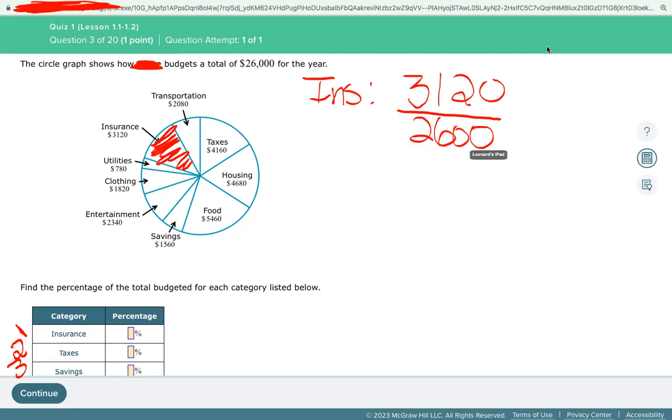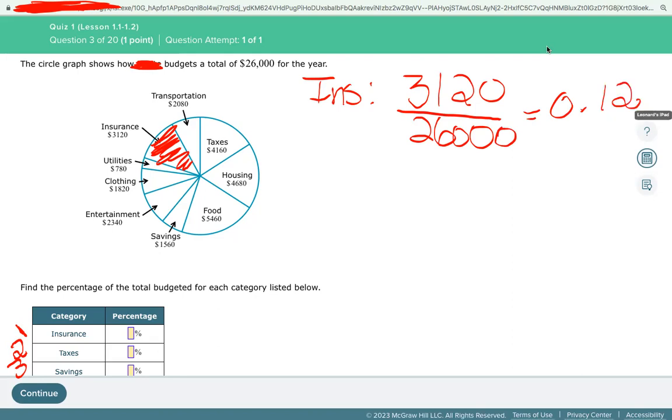Now we grab our calculators, and on the calculator, you would go ahead and type in the 3,120. You divide it by the overall budget of $26,000 right there. Ooh, I forgot to add another zero. So let me add this extra zero right here. There we go. And so this comes out to be a decimal, which we were expecting, of 0.12.